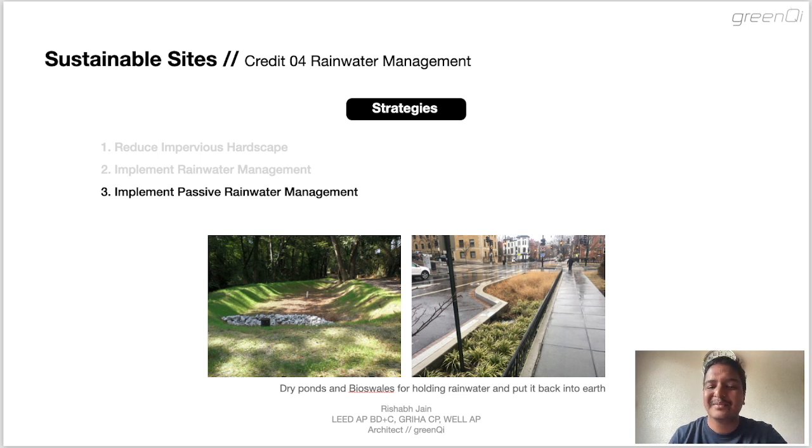Some examples are rain gardens, dry ponds, and bioswales, which are landscape features designed to clean and hold rainwater and drain it back to the earth.